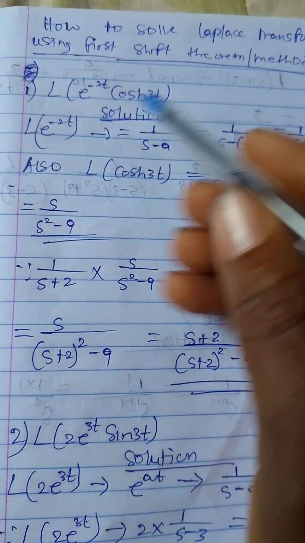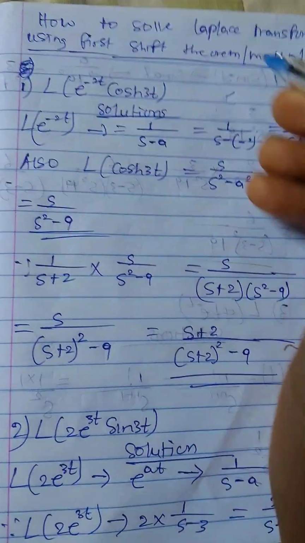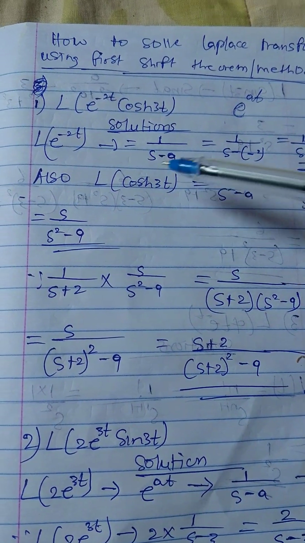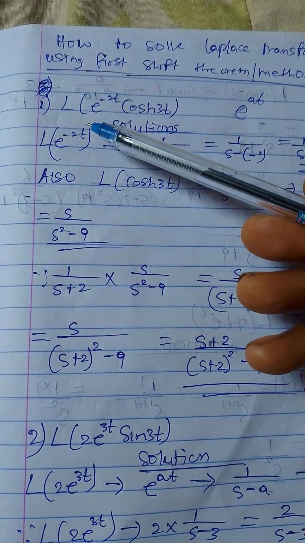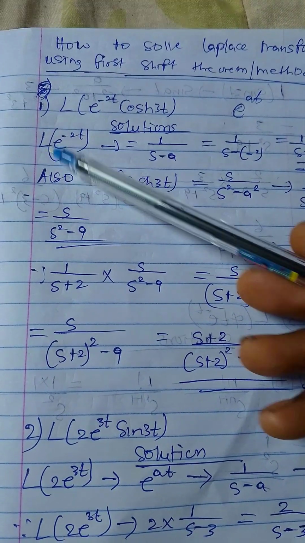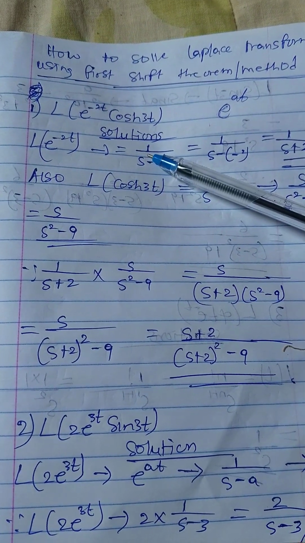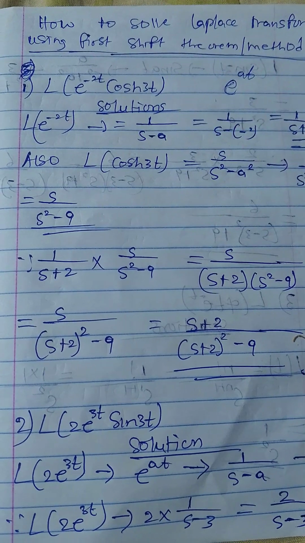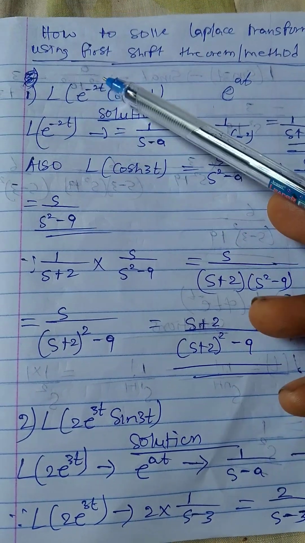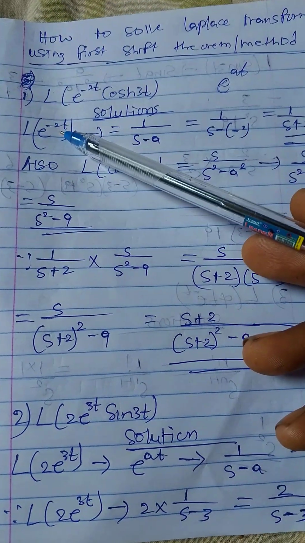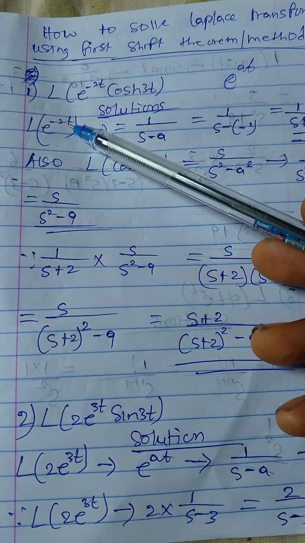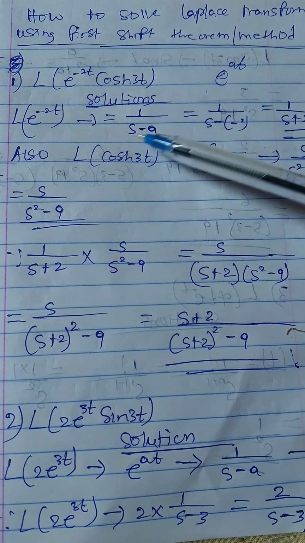You know that this function is in the form of e raised to the power at. So, since the equation gives you the function in this form, your answer must be in this form. If you are given the function in this form, your answer must be in this form. So the Laplace transform of e raised to the power minus 2t is of the form 1 over s minus a.